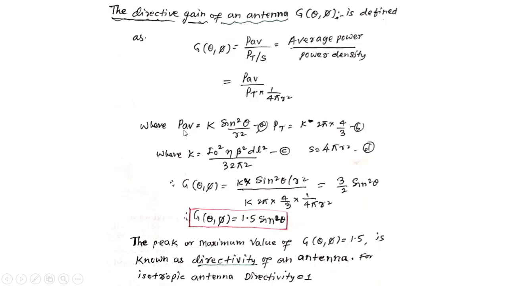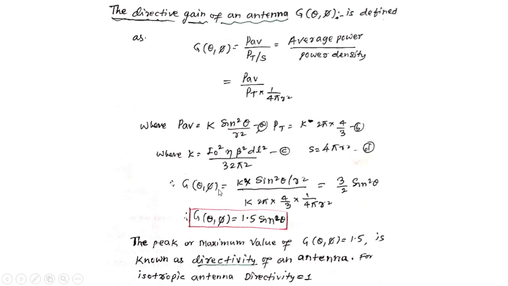So we know that P average is equal to K sin square theta by R square, and P total is equal to K into 2 pi into 4 pi by 3, where K is equal to I naught square eta beta square dl square, whole divided by 32 pi square, and S, the surface area of the sphere, is equal to 4 pi R square.